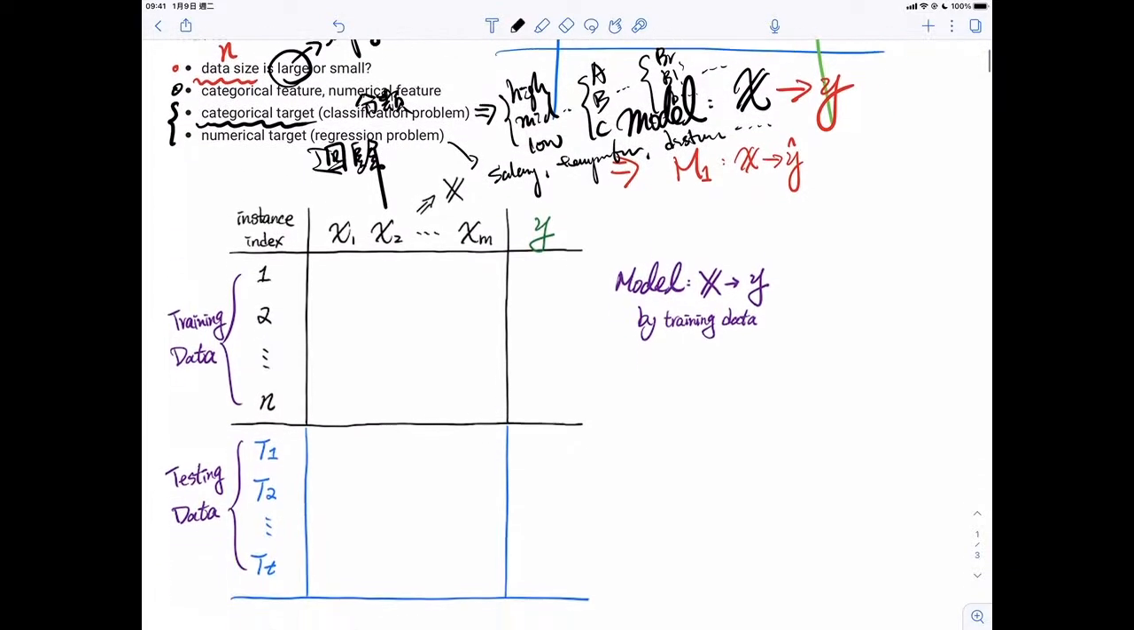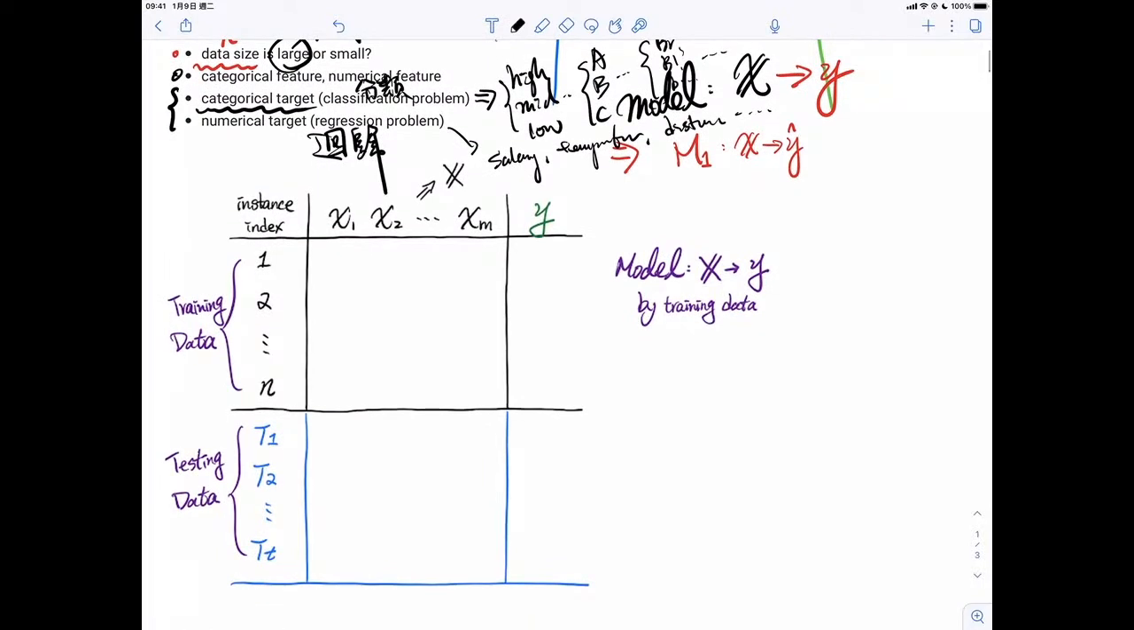Okay, so let's take a look at this. We have a matrix. We have a lot of data from 1 to n.